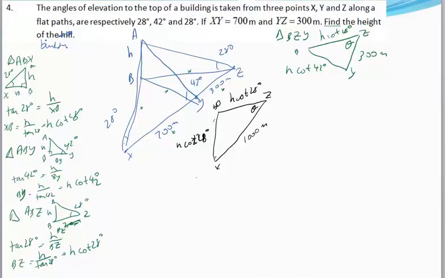Here we have 3 sides and we want one angle, so we're going to use our cosine rule. We substitute our values in. So cosine of theta is going to be 300 squared plus H squared cot squared 28 degrees, minus H squared cot squared 42 degrees, divided by 2 times 300 times H cot 28 degrees. So we can find this cosine of theta.